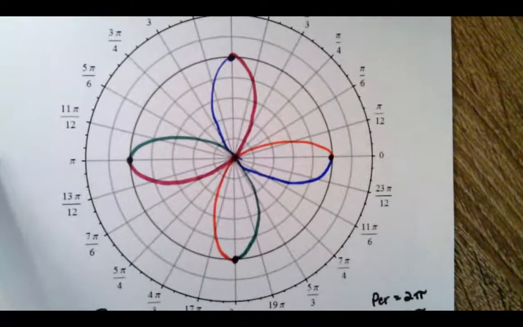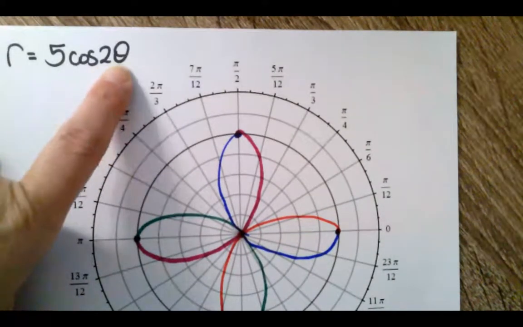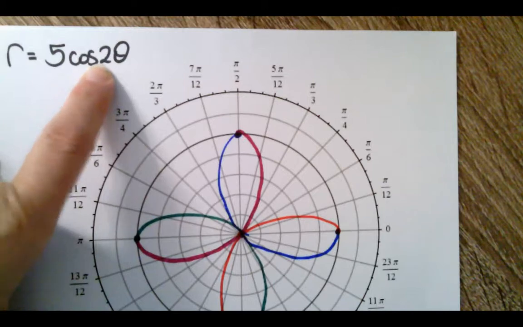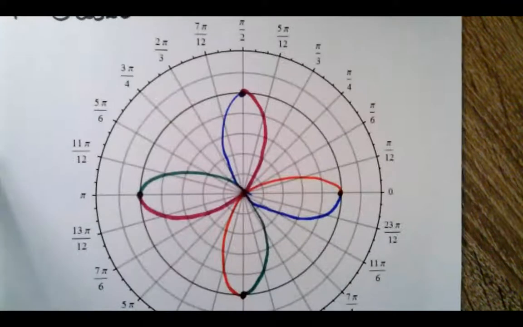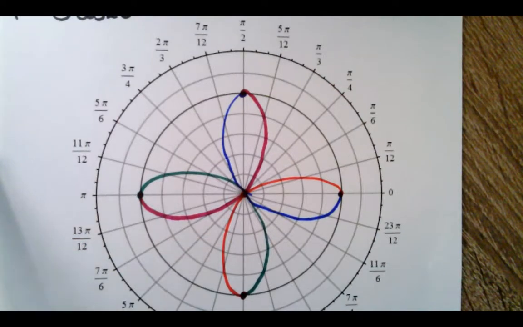And there we have a rose curve. The coefficient on our input variable was a 2. It's even, and so that means that the number of petals should be twice as many. We ended up with 4 petals on our curve.